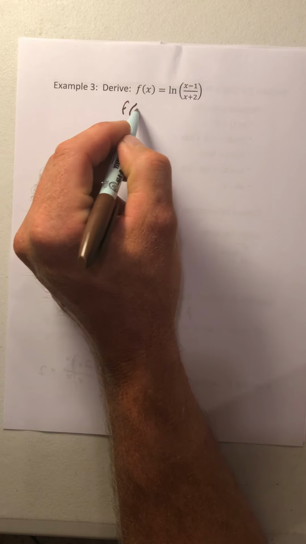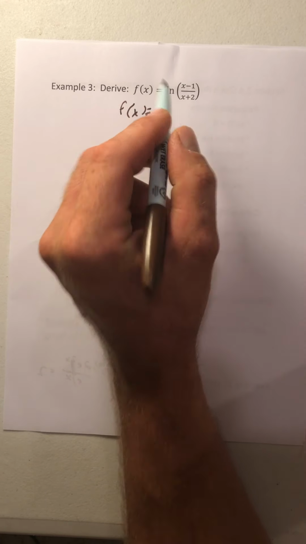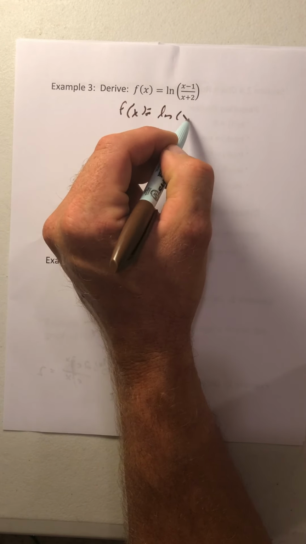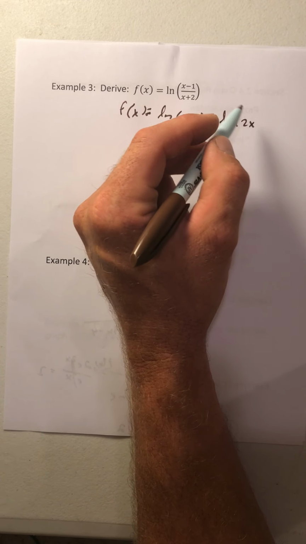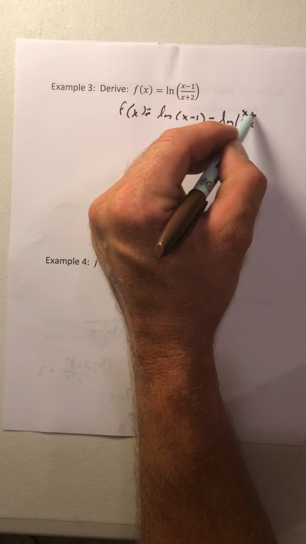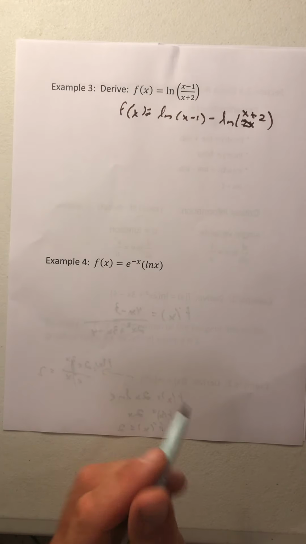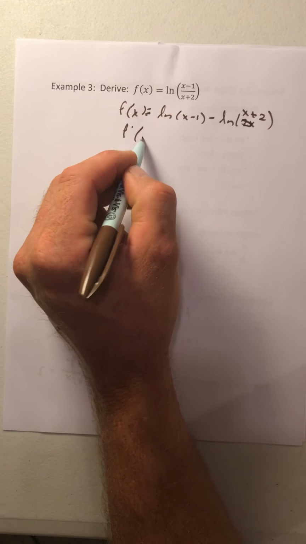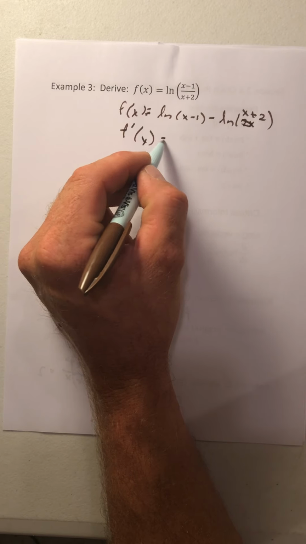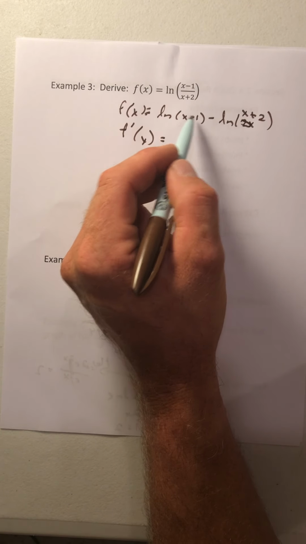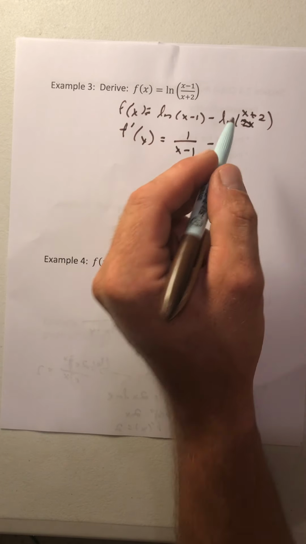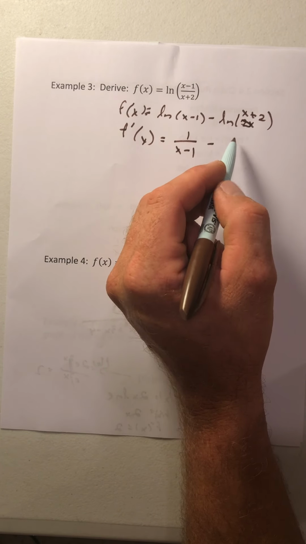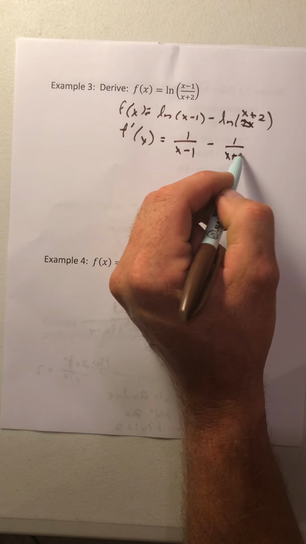So here, example 3, derivative with natural log of the quotient. So again, I would go ahead and rewrite this as the natural log of x minus 1 minus the natural log of x plus 2. I don't know where the 2x came from. X plus 2. So our derivative, f prime of x, we're going to take the derivative of the function here, x minus 1, which is 1, over x minus 1, the original function. And then natural log of x plus 2, derivative, we have 1 over x plus 2.